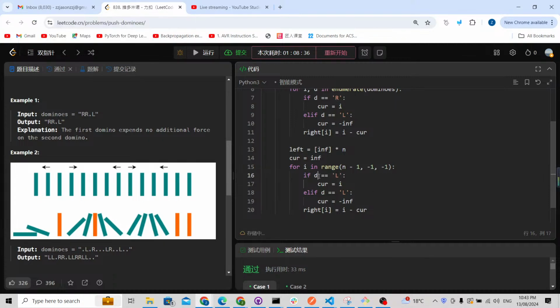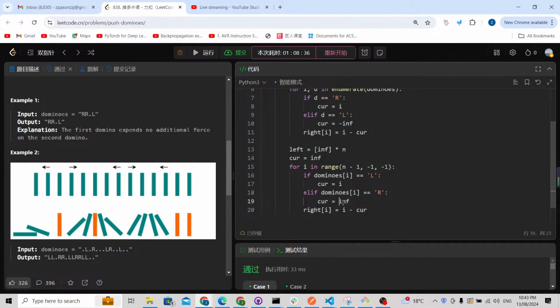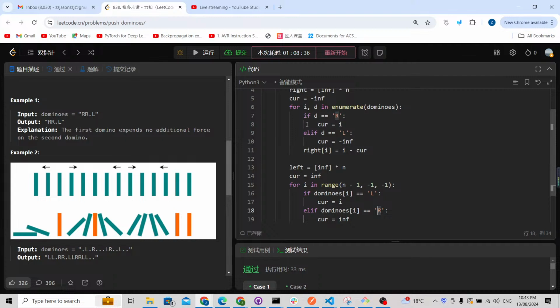So if the dominoes I equal to the L, we're gonna set the current to I. And if the dominoes I equal to R, we're gonna set it to be infinity instead of negative infinity, because it's exactly the opposite operation.